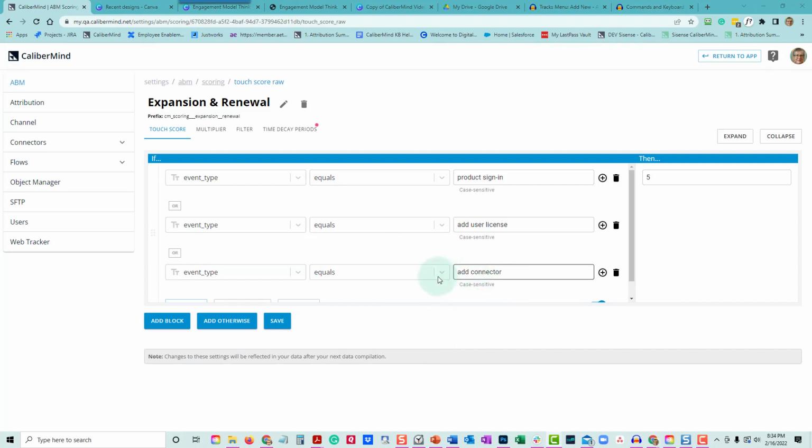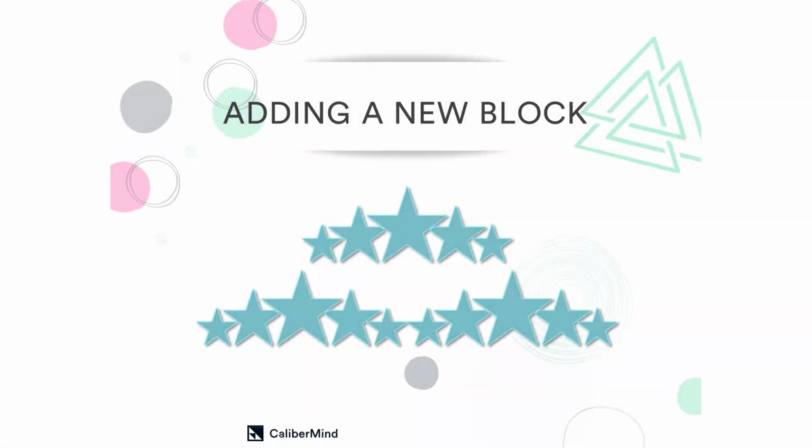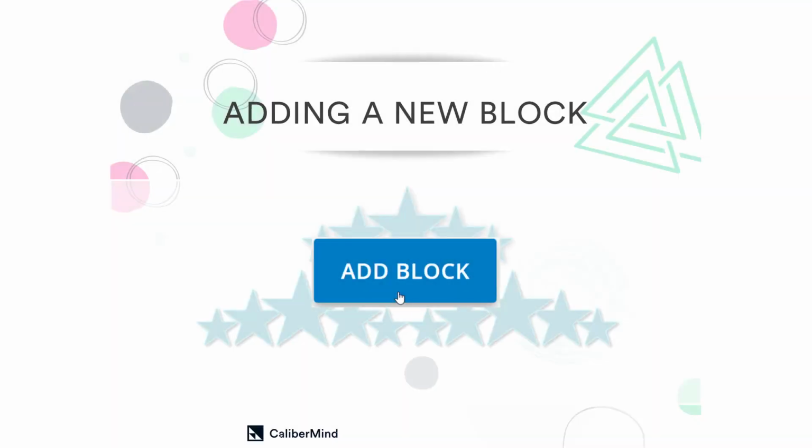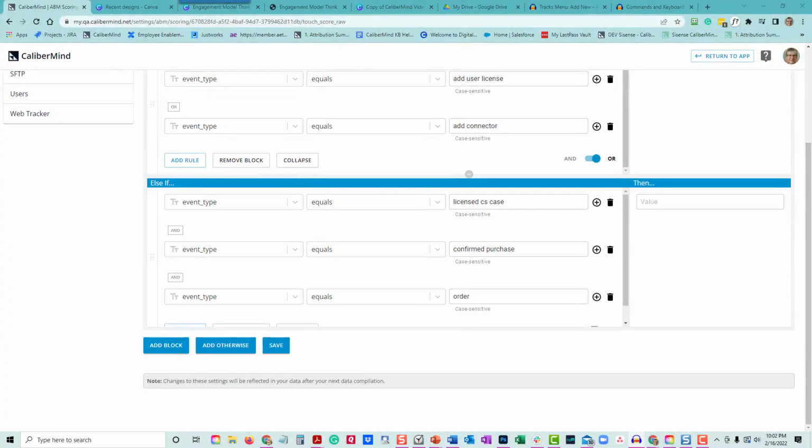Adding a block allows you to use a variety of logic. For example, if your first clause allocates 5 points and you want to allocate different points to the next section, click Add Block. Another reason for adding a new block is to use an AND clause instead of an OR clause. In our example, let's say I was looking for an event type of a licensed customer success case, and a confirmed purchase, and an order to assign 10 points. I would create a new block using AND to determine if 10 points will be allocated.